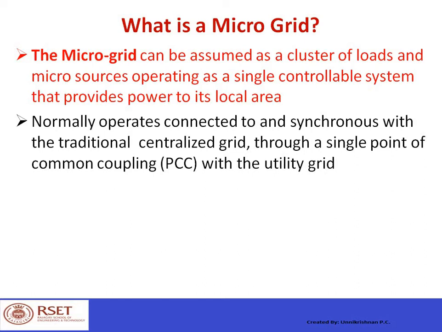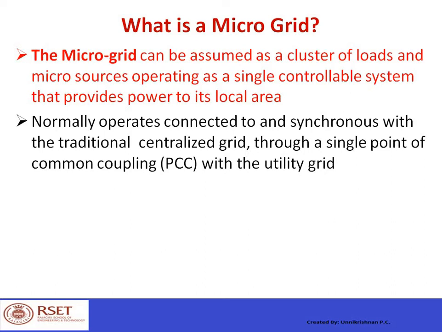What do you mean by synchronization? You had already studied various conditions for synchronization. Because when we are working with AC, these two ACs should be connected, means they should be synchronized. So what are the conditions for synchronization? The first one is both the voltages should be the same. Second is the frequencies should be the same.